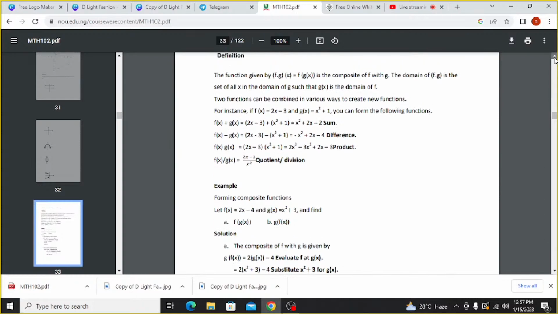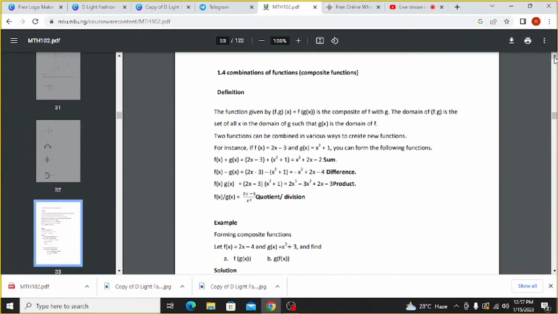So the next one is composite function, which is a combination of functions. With a combination of functions, we have to find the function in the equation. We have different forms of function that you can use to find the combination. The first one is sum. So this is how to find our sum. An example of sum: f of x plus g of x.